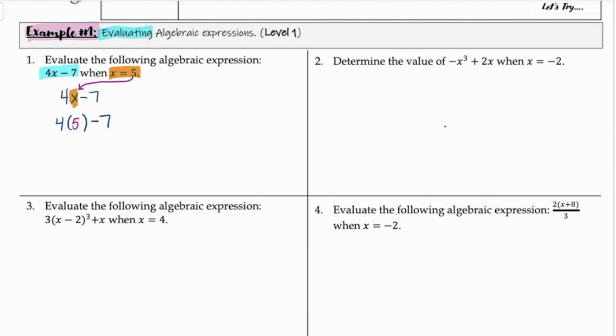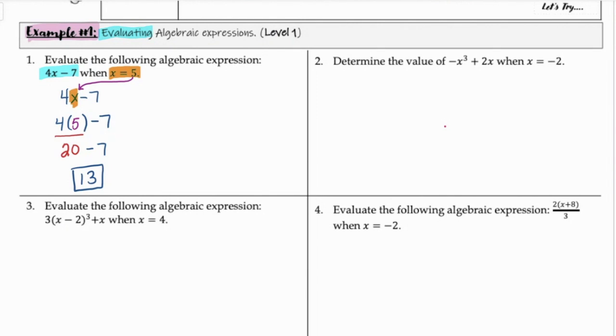So if I'm showing my work, as far as order of operations goes, we want to do multiplication first. So we're doing 4 times 5. That's 20. And then I'm going to drop down that minus 7, and then I'm going to evaluate one more time. So I have 20 minus 7 is equal to 13. And there's my final answer.